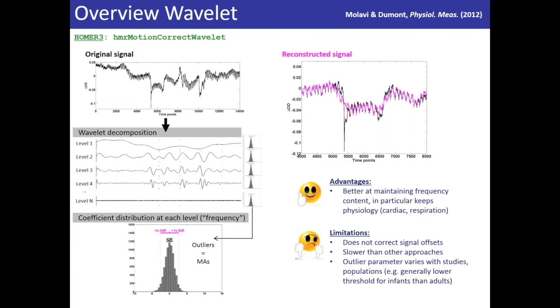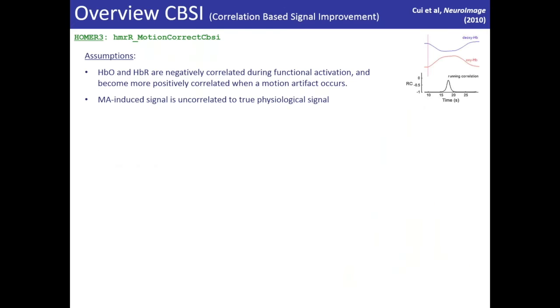Outlier parameters vary with studies and populations, with generally a lower threshold for infants than adults. So you also have to take that into account. Sometimes, depending on the value you use, you can also overcorrect, like remove the brain activation itself as well. Okay.